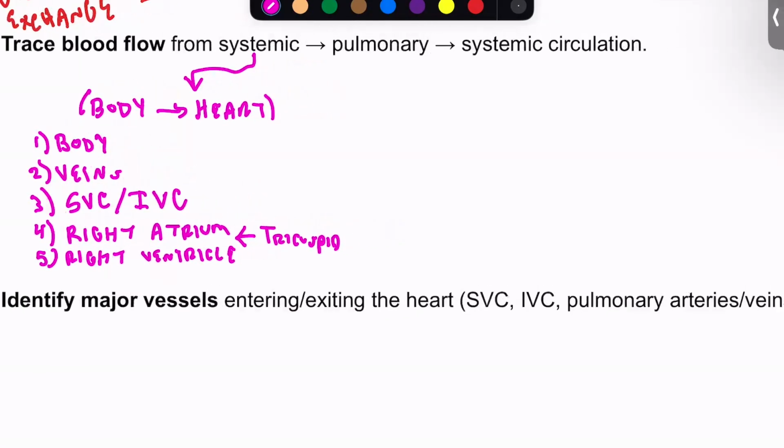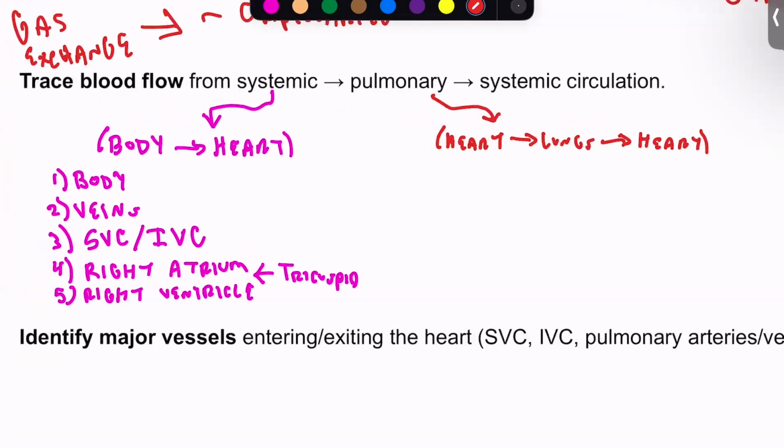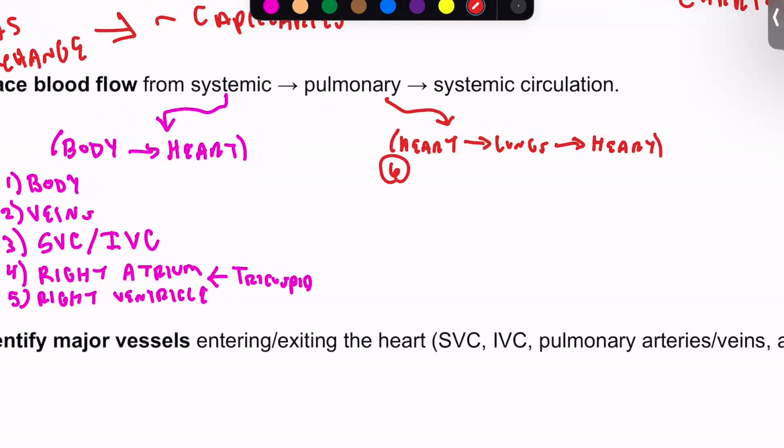Okay, so now that we got that and we're in the right ventricle, now we've got the pulmonary circuit. So the pulmonary circuit is going to be involved in taking blood from the heart to the lungs, and then back to the heart again. So the first step, from the right ventricle, we will pump into the pulmonary artery. So remember, this is the only artery in the body that has deoxygenated blood. And that's because even though it has deoxygenated blood, it's still moving away from the heart. And that's the definition of an artery.